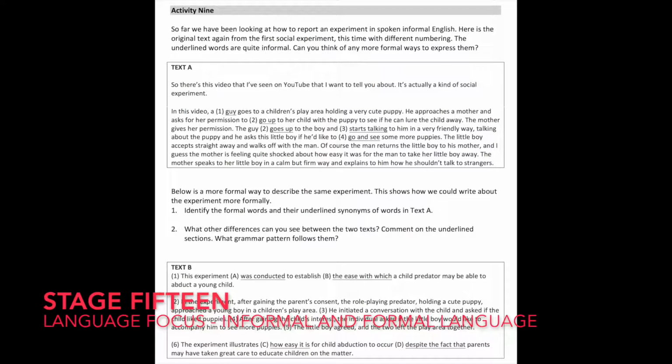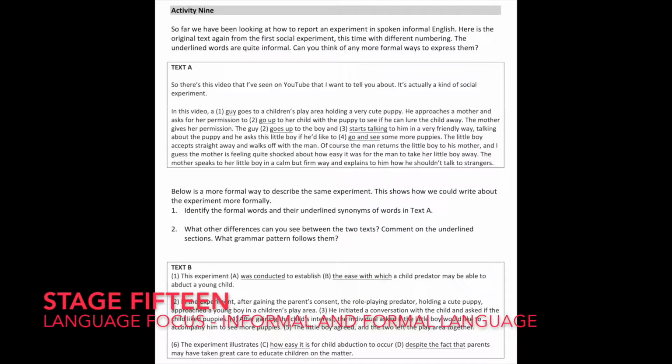And for the moment, we are going to return to the first video. If you look at activity 9, text A is the same text that we have already studied. That is a spoken model, spoken reporting. Now, underneath, text B is still talking about the same video, number 1, but this time it's in written form, okay, which means it's going to be slightly more formal in this case.